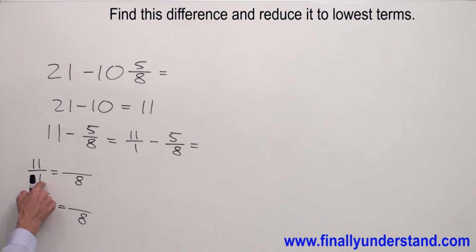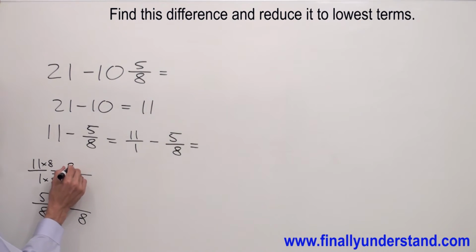The question is, by what number do I have to multiply 1 to get 8? I have to multiply by 8. Whatever I did in the denominator, I have to do also in the numerator, times 8. 11 times 8 gives me 88. By what number do I have to multiply 8 to get 8? I have to multiply by 1. Whatever I did in the denominator, I have to do also in the numerator, times 1. That's why this is 5.